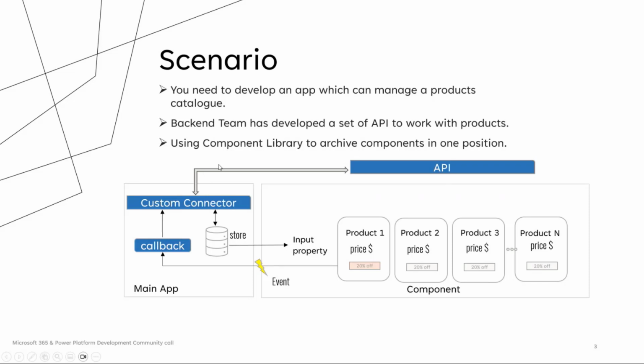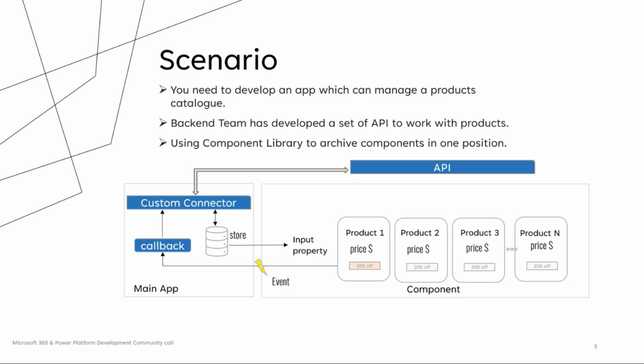For the GET request, you can store in the main app the data and pass it to the component via input property. Instead, for the PUT API, we need a way to move the request from the component to the main app. And a solution could be to fire an event from the component and execute a callback function in the main app to update the product information and then update the store as well.